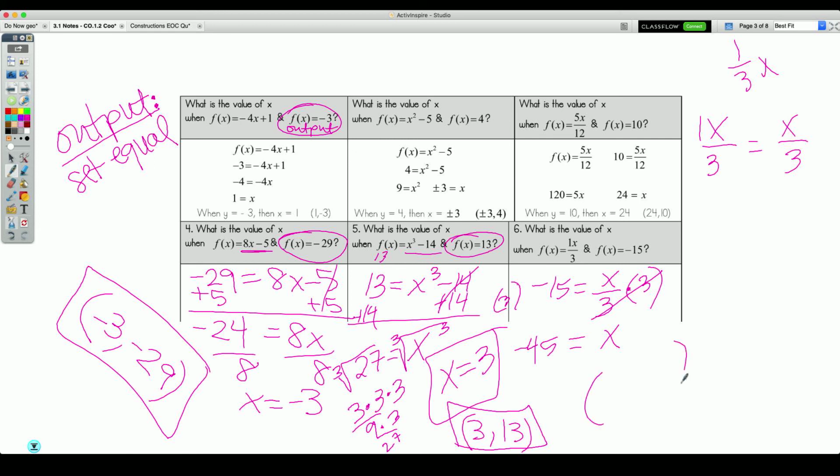So let's go ahead and write out my coordinate point. Negative 45, comma what? Negative 15. Negative 15. Questions with just the input output. Now we're going to add in the geometry piece.